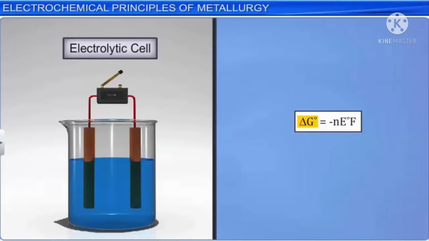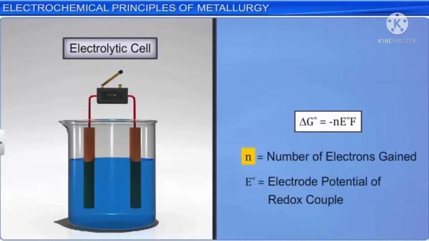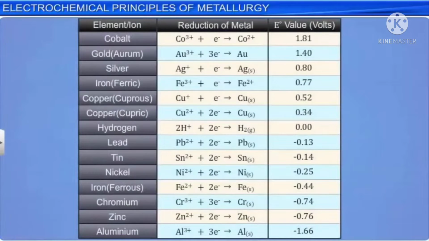These electrochemical principles are explained in the equation shown here. Delta G naught is equal to minus nE naught F. Here, n is the number of electrons gained, and E naught is the electrode potential of the redox couple. The value of E naught for a metal depends on its reactivity. Thus, it differs from metal to metal. More reactive metals have high E naught values, whereas less reactive metals have low E naught values. It is difficult to reduce metals that have high E naught values.